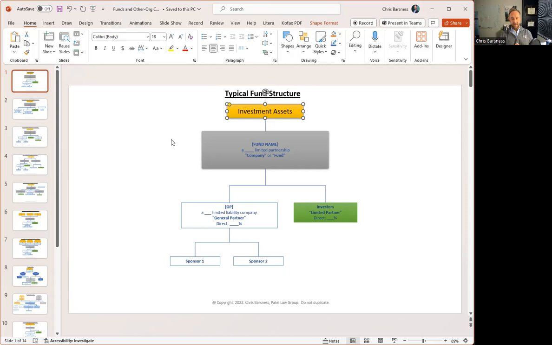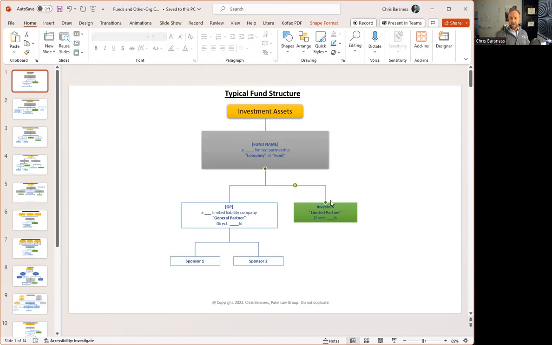This could be securities that you're buying, stocks and bonds through a brokerage account. It could be a real estate asset. Whatever the asset is that you're investing in is up here. In gray is the fund itself, whether it's a limited partnership or a limited liability company. This owns the assets. That's the owner that holds title to the different assets usually.